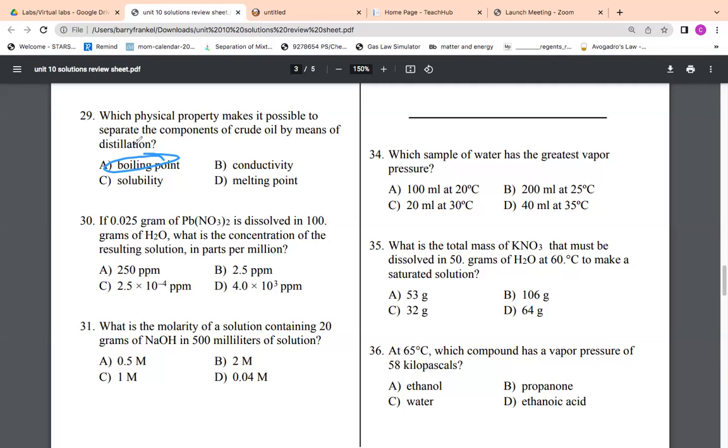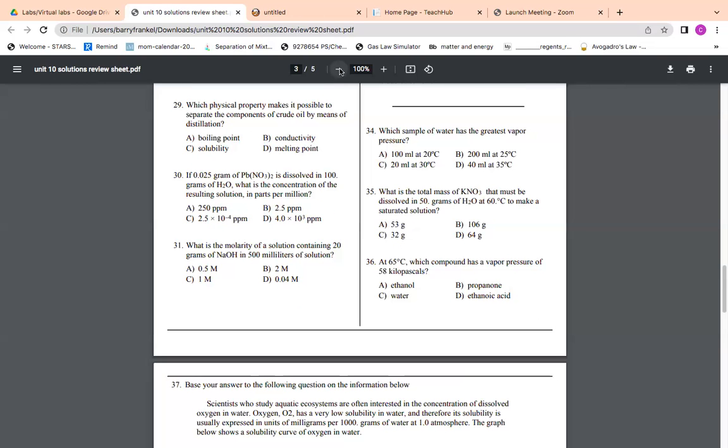Question 30. If 0.025 grams of lead nitrate is dissolved in 100 grams of water, what is the concentration? Again, in parts per million. So we need our parts per million formula. Let's reduce this size so that we can write on the side. Again, it's ppm equals mass of the solute over mass of the solution. And again, they're saying 100 grams of water. Water is the solvent, not the solution. So you do have to add all of that stuff up.